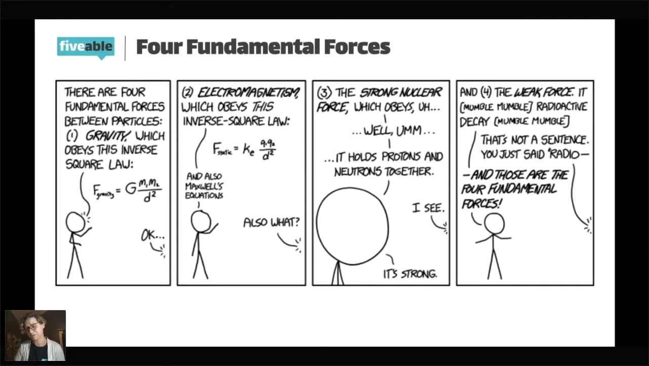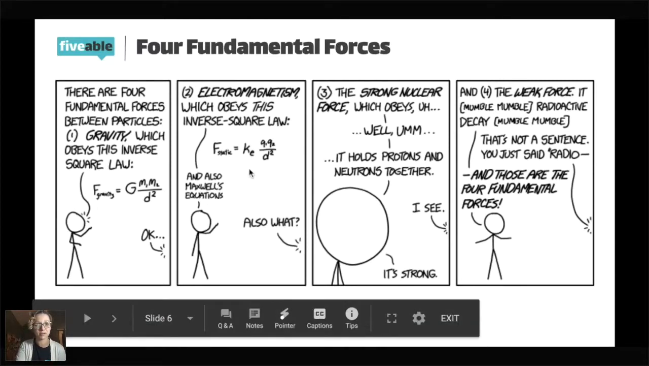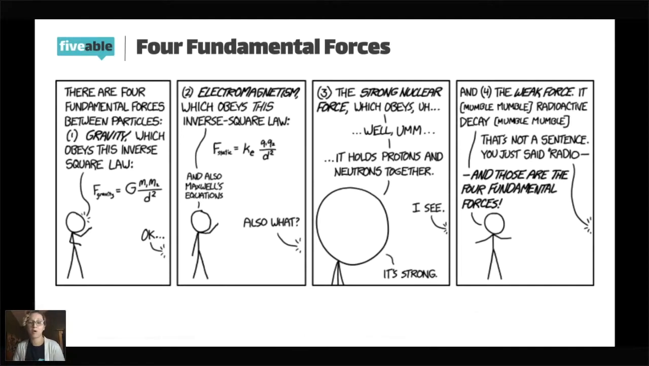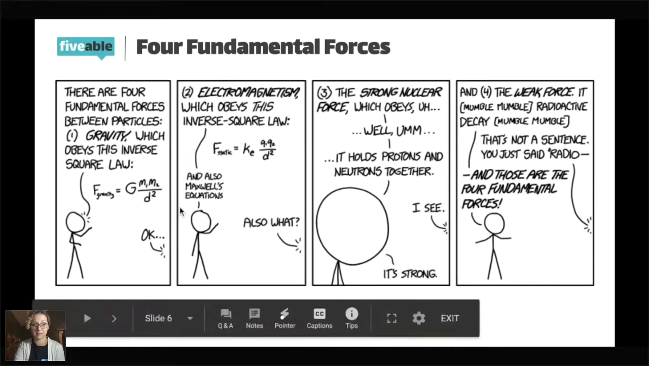And so those are definitely outside the scope of AP1, but you will see these two formulas that are right here. You'll see the gravitational force and you'll see this electrostatic force over the course of your year. And the gravitational force we'll look at tonight.